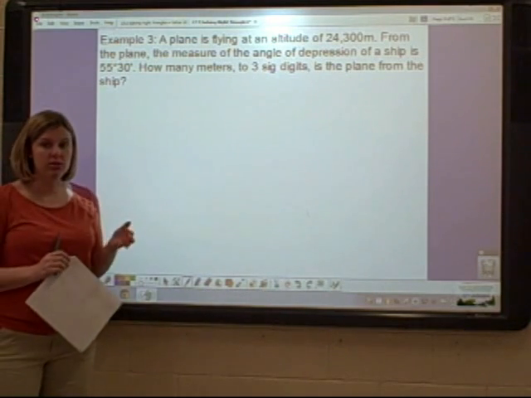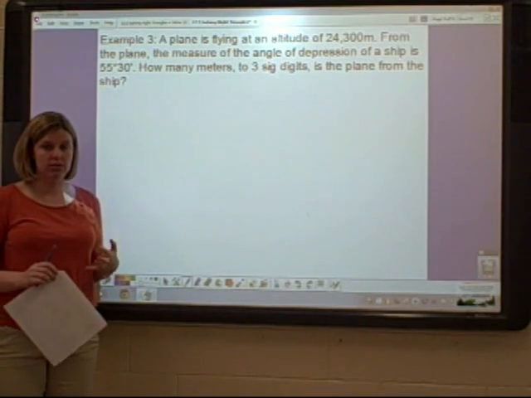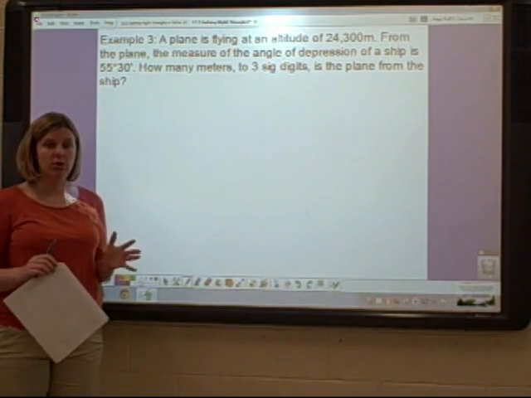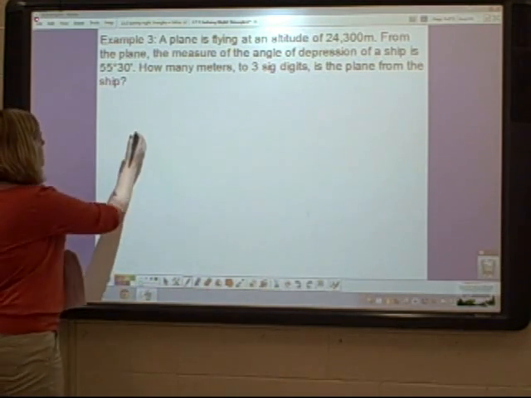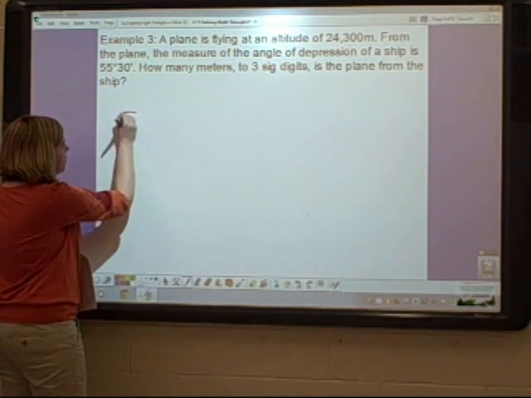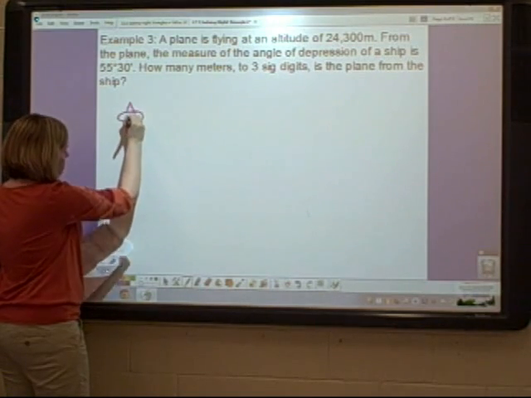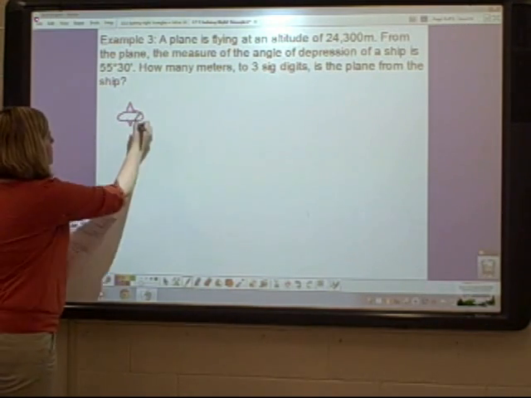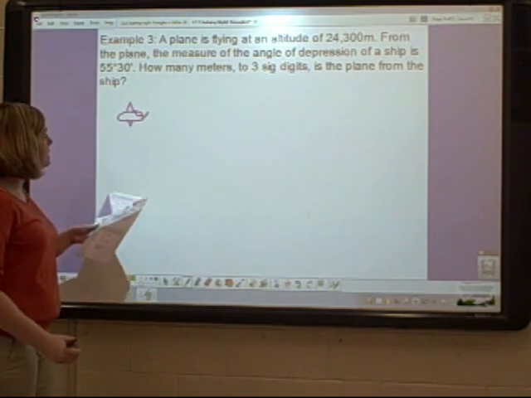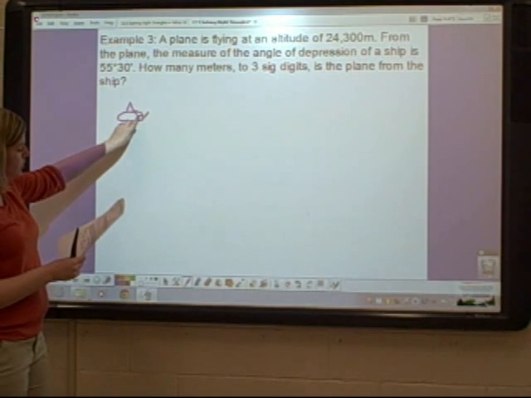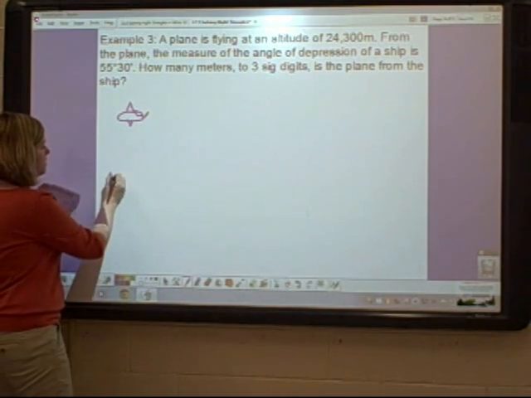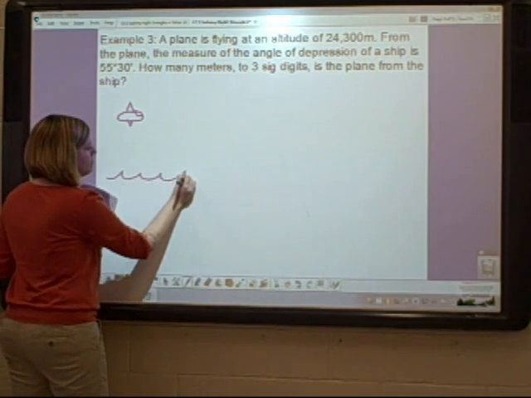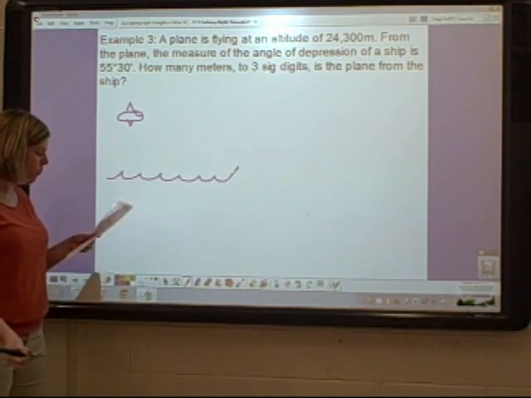Okay, so let's draw the picture to get our triangle, because I don't want to try to draw the triangle without knowing where the ship is and where the ship is looking down, or looking up. So in the air, we have our airplane. And it says that it's looking down onto a ship. Okay, so that means we've got some water down here. And on our water, we've got our ship.